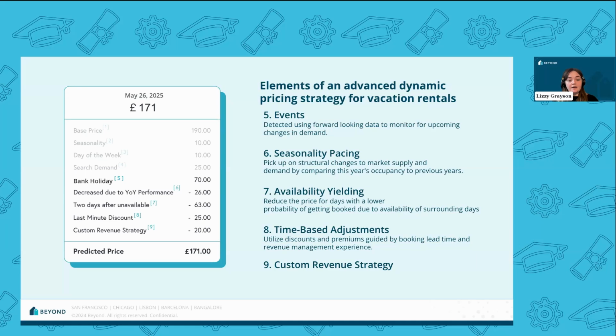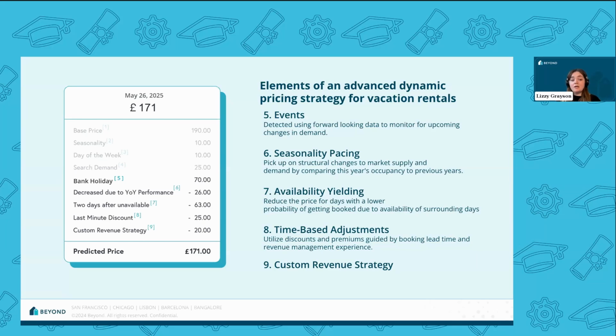And number 8 then is the availability yielding. This is really relevant where we've got, for example, a Saturday that we've just said is a high demand day, a higher value day. But if the Friday before is booked, it's creating limitations around that booking. So what we want to do is reflect the availability and how that impacts the rates as well when we're building that rate. After this, we then have time-based adjustments.